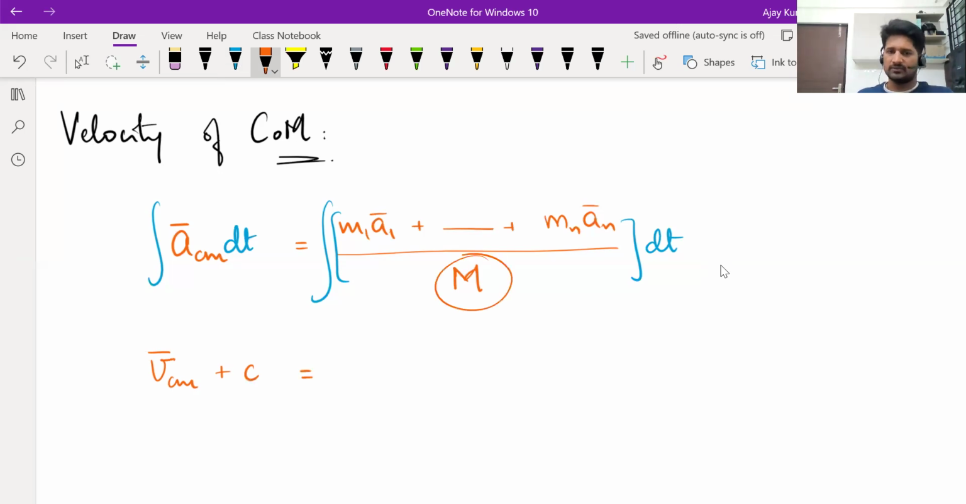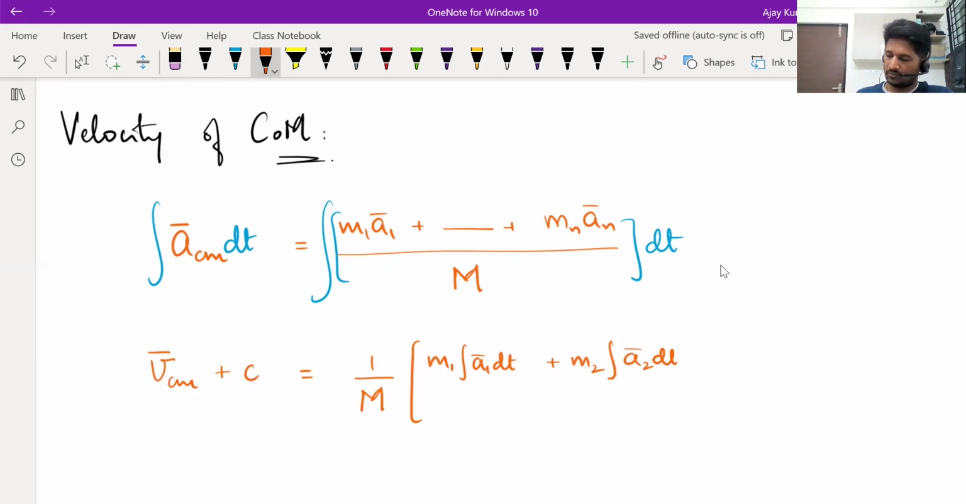Capital M is the total mass of the system. It is constant, bring it out. 1 by M, total mass. You are integrating n terms inside. First integral will be integral M1 A1 dt. M1 is constant, so I'll put that also outside, mass of the first particle. M1 integral A1 dt plus M2 integral A2 dt.